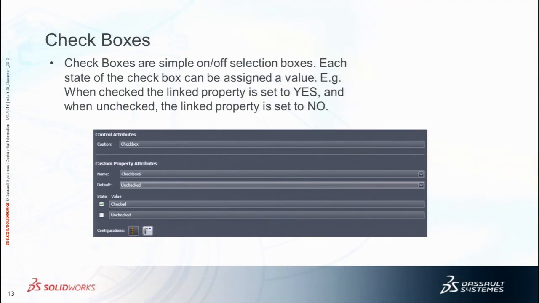Checkboxes are simple on-off selection boxes. When checked, the linked property is set to yes. When unchecked, the linked property is set to no. So again, it gives you the default values that you can set up here. It allows you to set up what you want the value to be if it's in the checked or unchecked box, and then configuration custom specific.